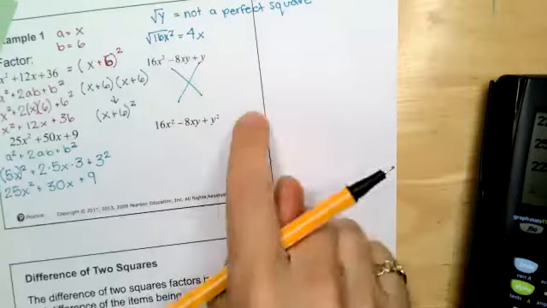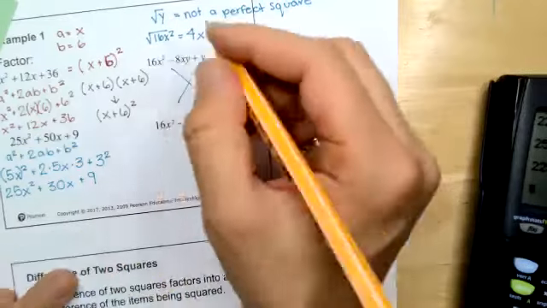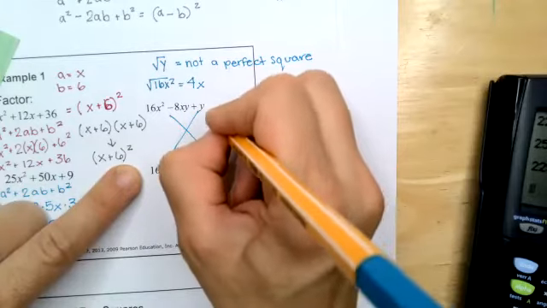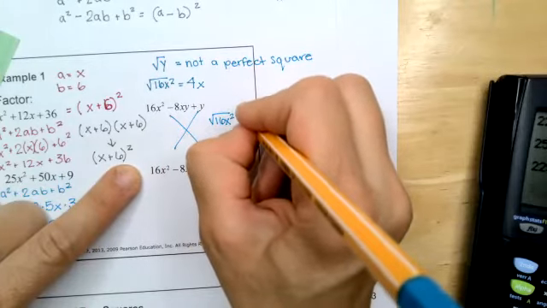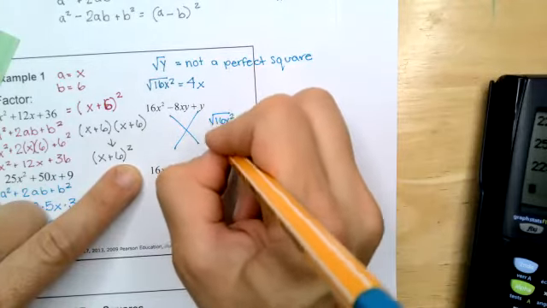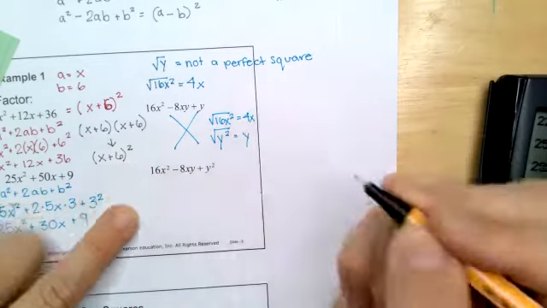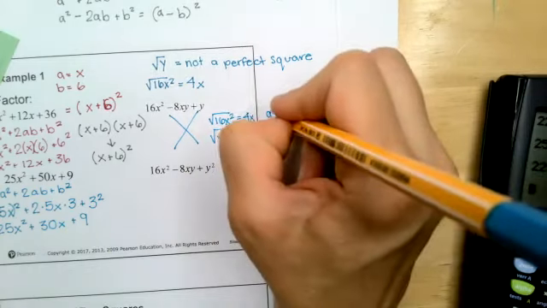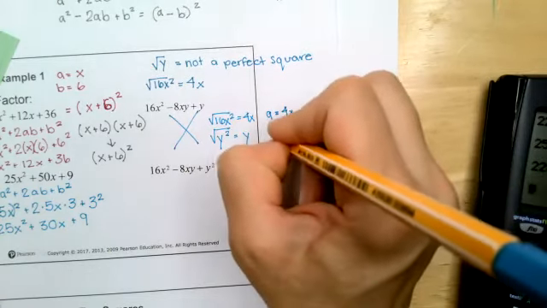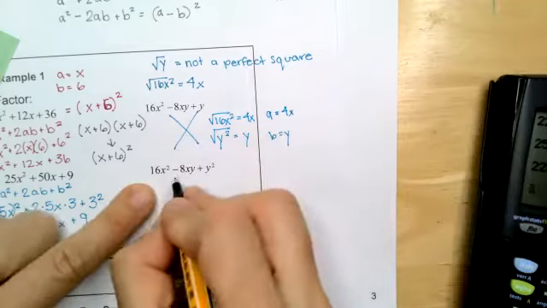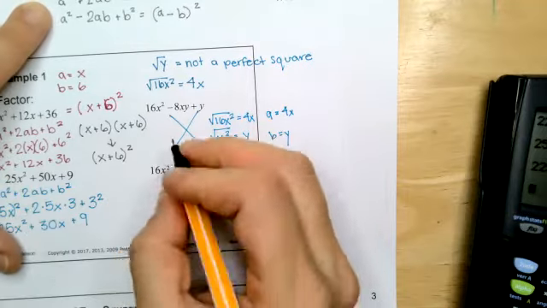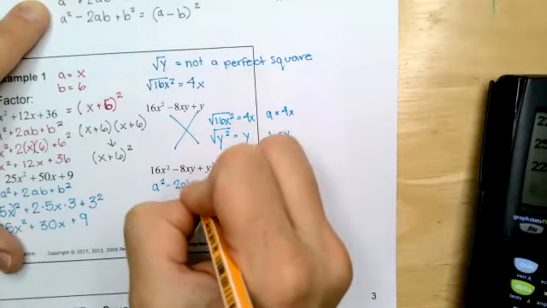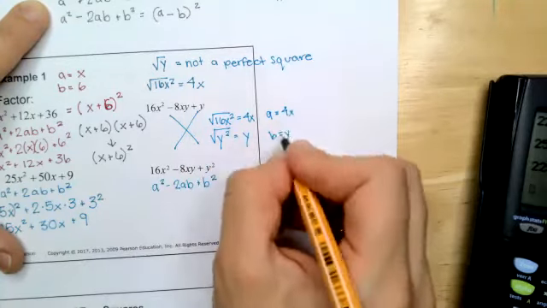All right, here we go with this one again. So we know that the square root of 16x squared is 4x. The square root of y squared is y. Good. So that means my a is 4x and my b is y. This is a minus, so we're going to be looking at this one. A squared minus 2ab plus b squared. Let's fill in with what we have.